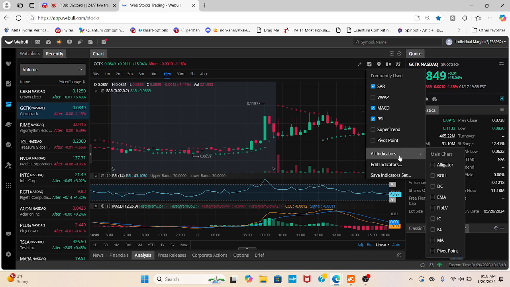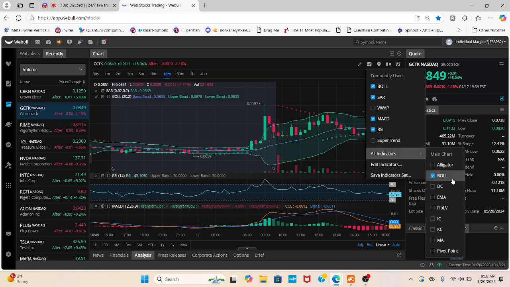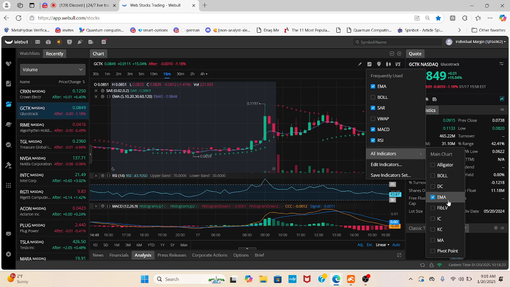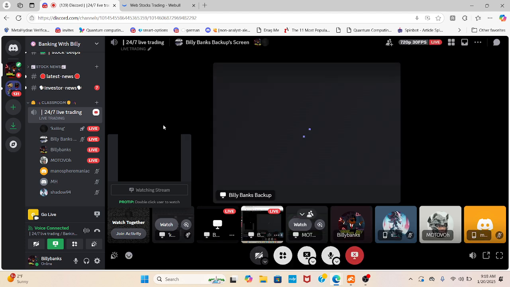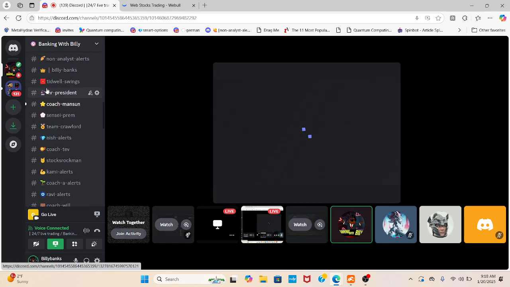Some people like to use other things like Bollinger Bands. Some people like to use other things like EMAs. Different indicators can complement your specific chart trading indicator like your RSI. Figure out what combination works best for you, and it'll be a lot easier to follow along with the overall trend of everything that's going on.